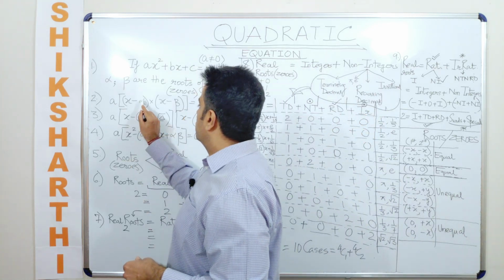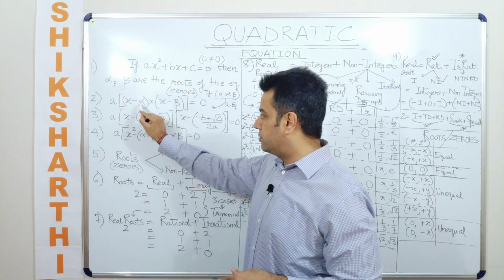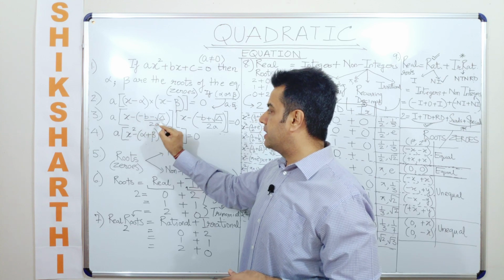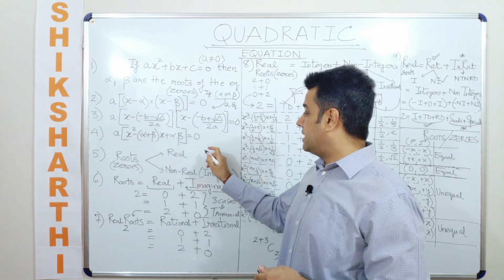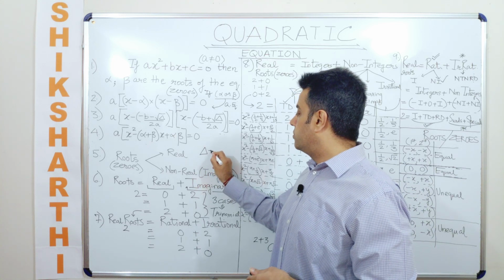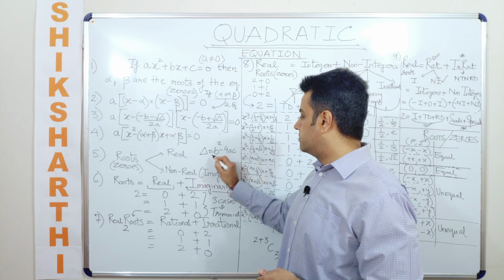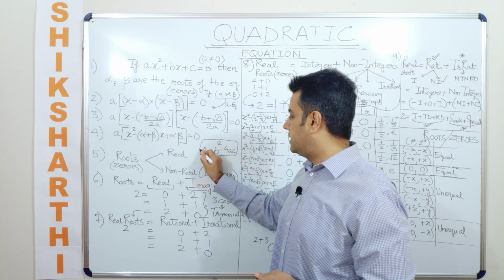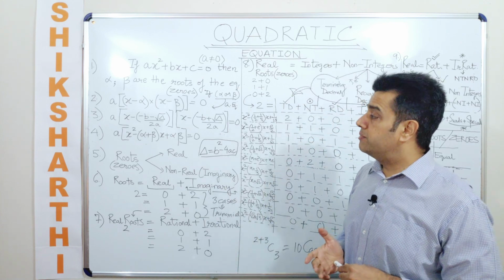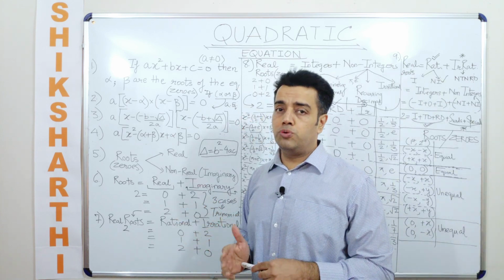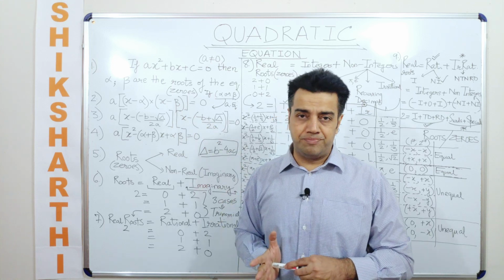Now here, what is the value of alpha? Alpha is one of the roots and beta is another root. So I can say that one of the roots can be written as minus b minus root of delta upon 2a. Now what is the value of delta here? As discussed earlier also, delta is nothing but b square minus 4ac. So one of the roots, which is alpha here, will be given by minus b minus root delta upon 2a, and the value of the other root is minus b plus root delta upon 2a.